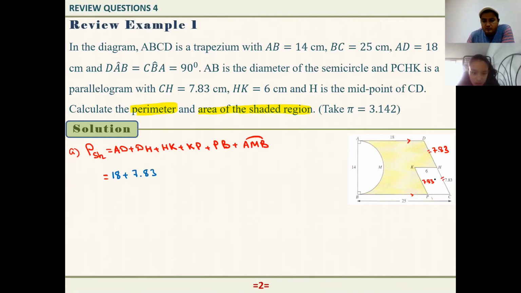7.83. You see that? That's CH. Is it? DH. Because DH equals CH, right? They are equal. Oh, I see. Now, next is HK. What is HK? HK is 6 centimeters. Okay, what is KP?